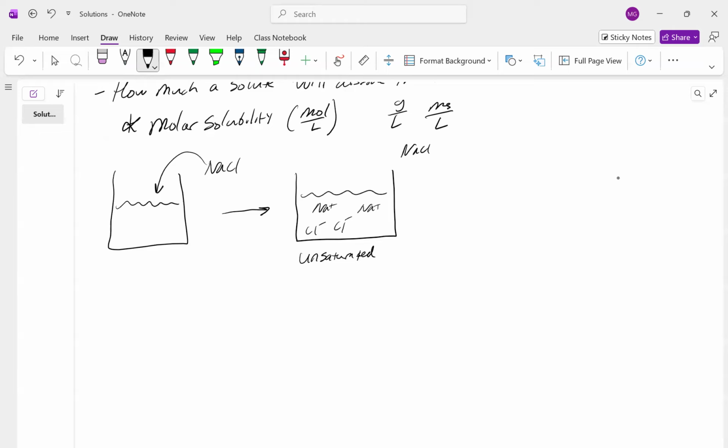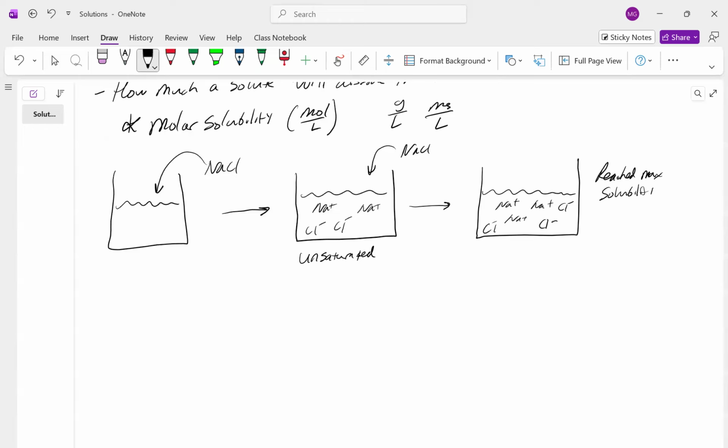So let's add some more sodium chloride. So we add more, and so there's more sodiums, more chlorides. And eventually I reach a point where I cannot add any more sodium chloride and have it dissolve. When you reach that maximum solubility, that's called a saturated solution.